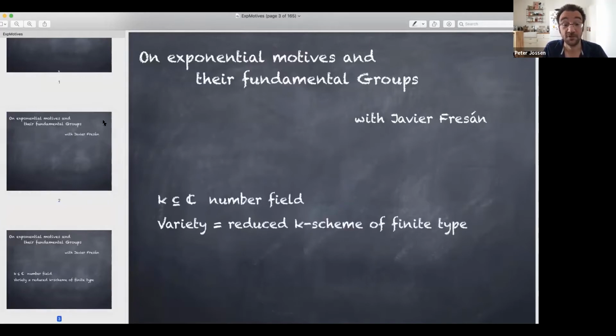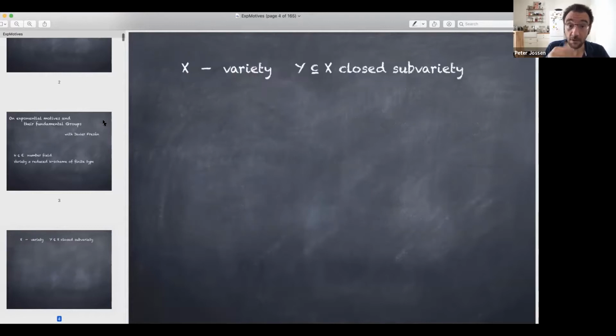All right, so for the whole talk, let me fix a number field K inside the complex numbers, and let's just agree that variety throughout the next hour means a reduced K-scheme of finite type. So all varieties are varieties over K, and they don't need to be irreducible.